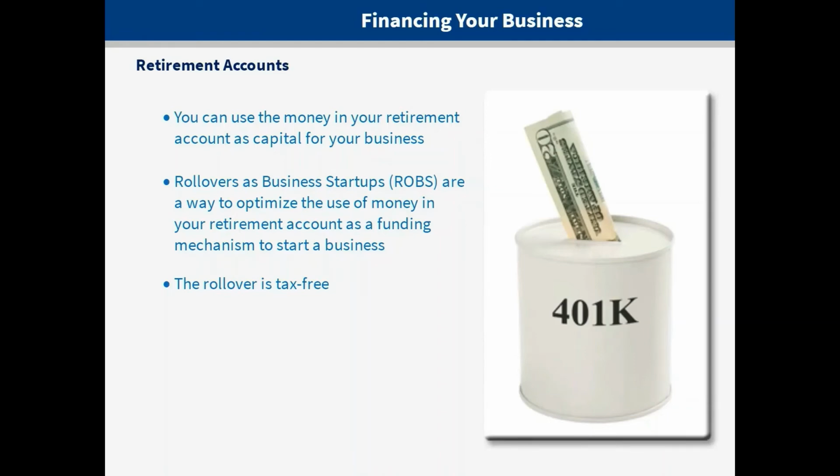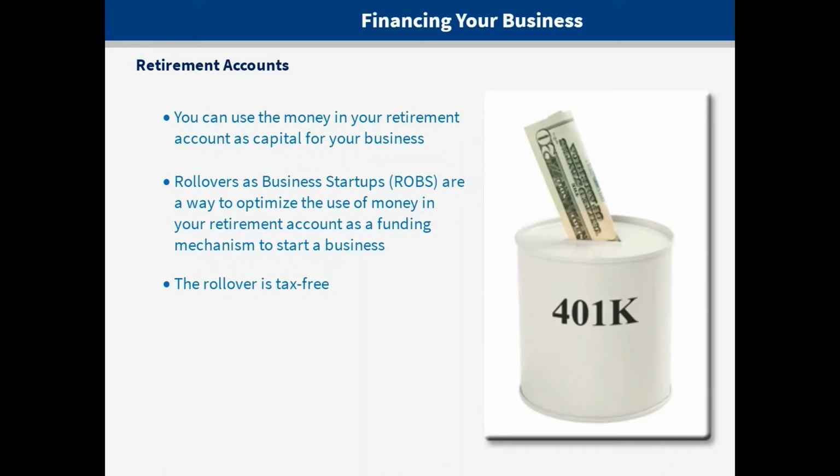Rollovers as business startups, ROBs, are a way to optimize the use of money in your retirement account as a funding mechanism to start a business. It works if you have a 401k or other qualified retirement plan account with a balance that is sufficient for your funding needs and you adhere to the tax rules.